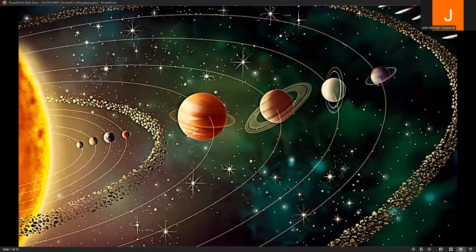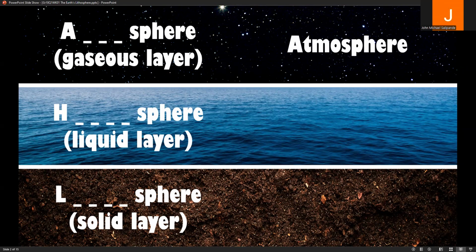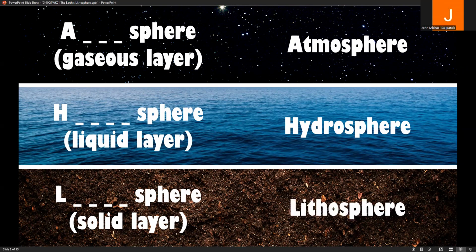Okay. So what you see on the screen is an image of the solar system. At the center of the solar system is the star called the sun. And revolving around the sun are the 8 planets from Mercury down to Neptune. So obviously, as human beings, we only reside at the only habitable planet as of the moment, which is planet Earth. So planet Earth has 3 layers: a gaseous layer called the atmosphere, a liquid layer called the hydrosphere, and the solid layer called the lithosphere. So for our lesson for today, we will only focus on the solid layer of the planet Earth called the lithosphere.